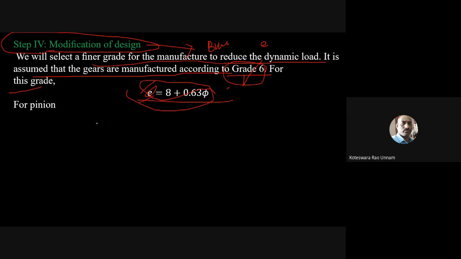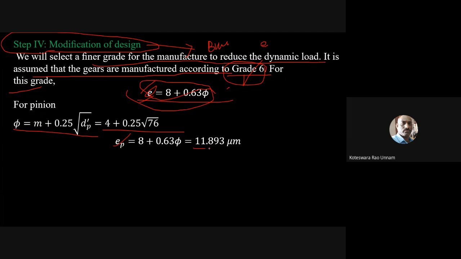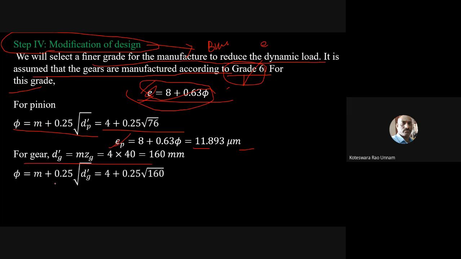That means you need to repeat the same procedure again. So the phi formula is this one. If you substitute that, you get the error on the pinion as 11.893 microns. And similarly, you need to calculate the error on the gear also. For this, it comes out as 12.512 microns.